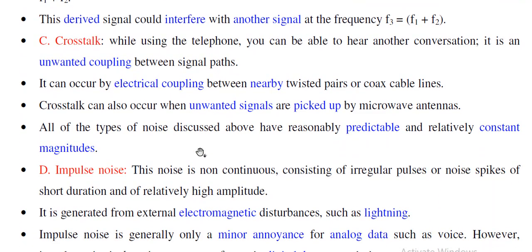We have the crosstalk. This is due generally to two signals that are nearby, and this phenomenon is very well known in wired networks that use twisted pair or coaxial cable lines. So crosstalk means that a signal will move from one path to another. It occurs when the signal is picked up between two antennas or two signals.